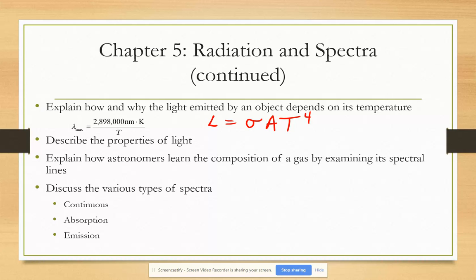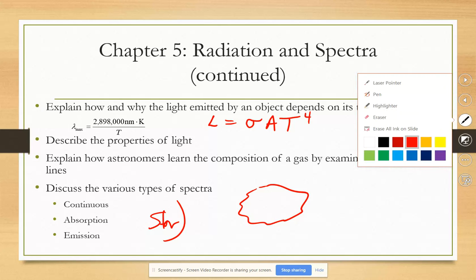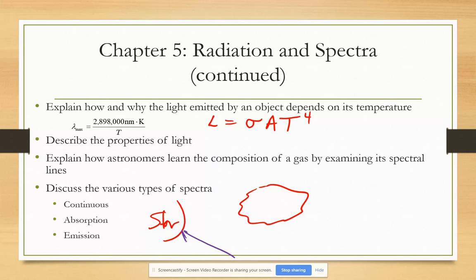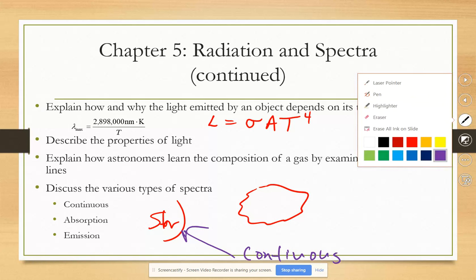Now, while we're talking about this, one more thing to talk about is, remember we had, I think, a quiz question about how to observe absorption or emission spectra. And so remember, you have a star, you have a cloud of gas, and if you look like this, you'll see continuous.